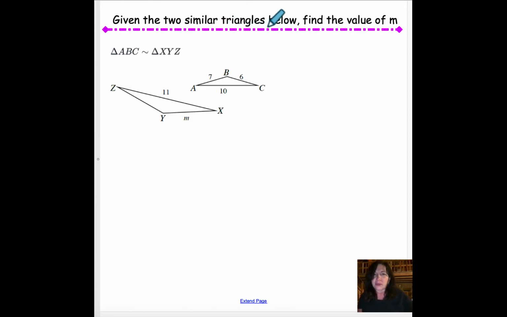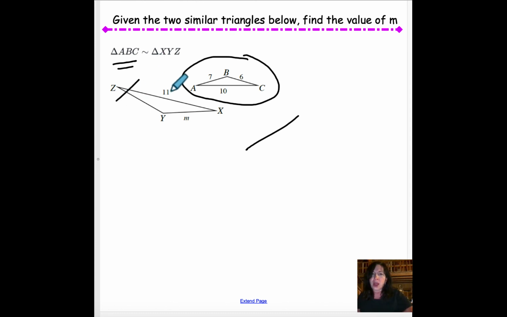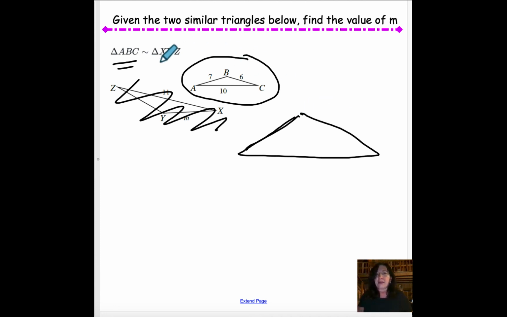Given these two similar triangles below, find the value of M. So once again, we're trying to find M, starting off with triangle ABC. How they drew this triangle is how I'm going to draw my second triangle. I'm not even looking at this right now. So I'm going to draw it just like this. That was left side A, which means left side X. Then they went up B, so that's up Y. And then C came down, so that Z is down here.